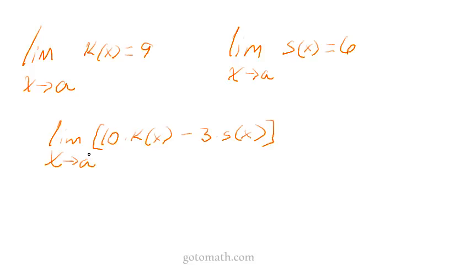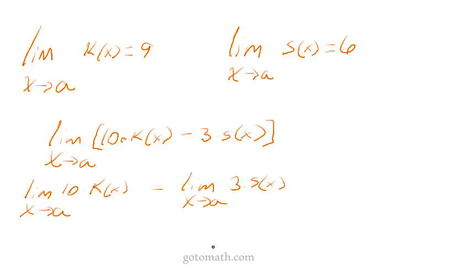Okay, so we're going to utilize those properties that we learned in section 9, whatever you want to call it. And so I'm going to break this up into two separate limits. And so we have 10 times k of x. I about skipped a step there. Okay, minus the limit as x approaches a of 3 times s of x.